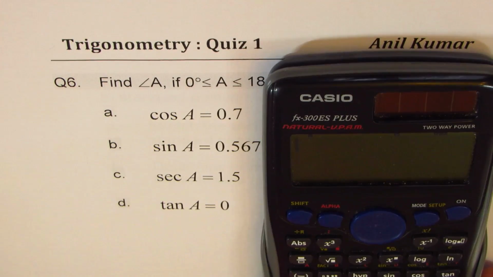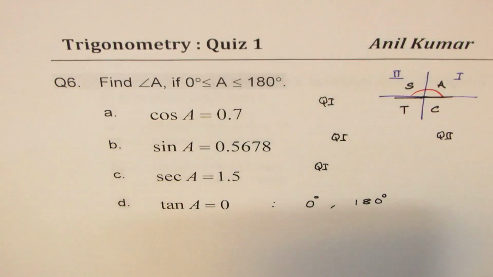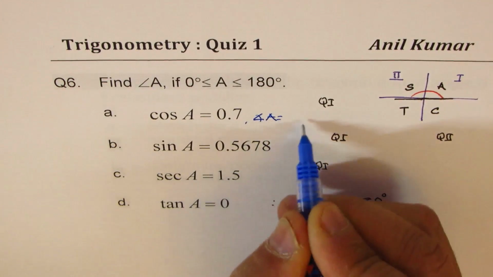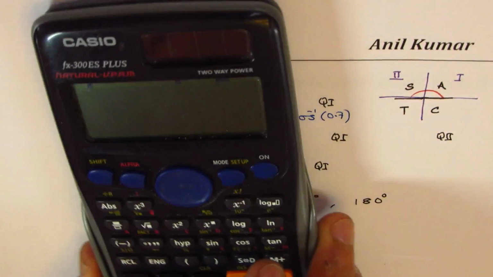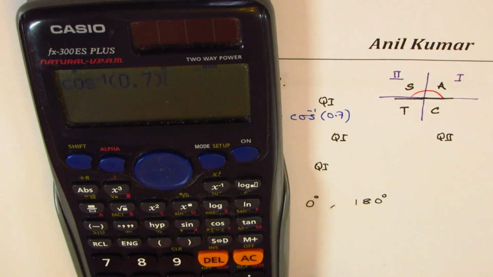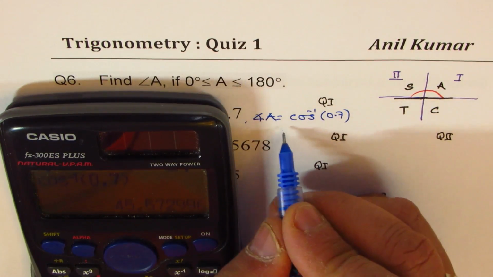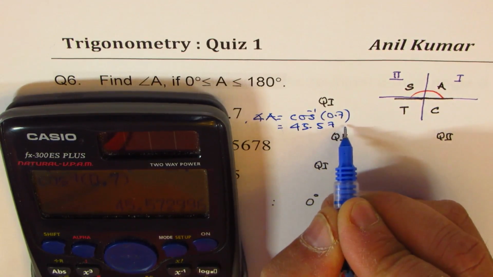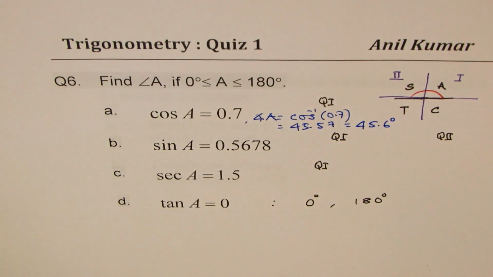So first one, cos A is 0.7. So A is cos inverse. What we do here is find angle A equals cos inverse of 0.7. Is it okay? So use the calculator. We say shift cos inverse 0.7 equals. So we have 45.57. We'll just round it to one decimal place. We'll write this as 45.6 degrees. Is it okay? It is important to write degrees.